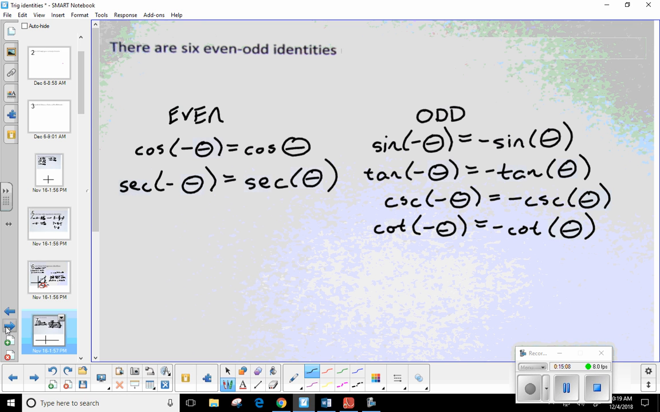Next category, we've got 6 even and odd identities, and I've already broken them up into 2 subcategories for you. There are only 2 even trig functions. The rest of them, the 4, are going to be odd. So what does it mean if we have an even function? What is that telling me about the graph? What's its symmetry?